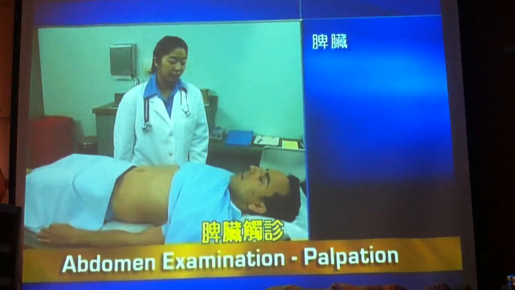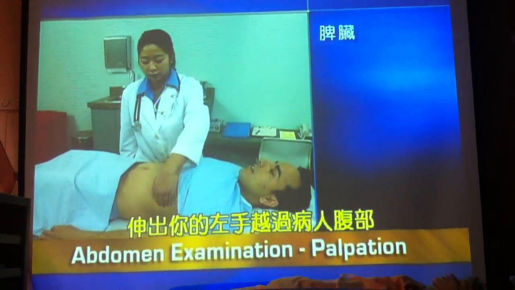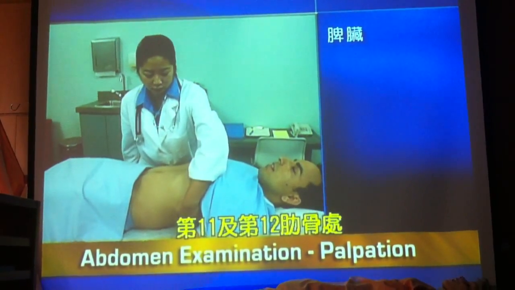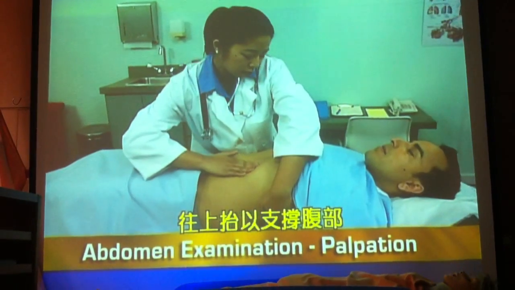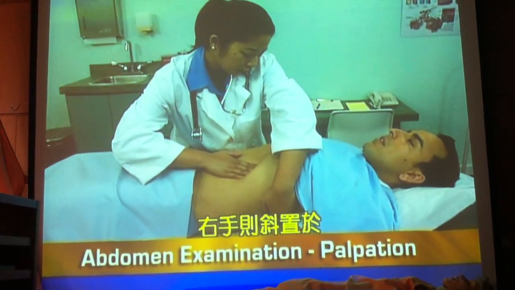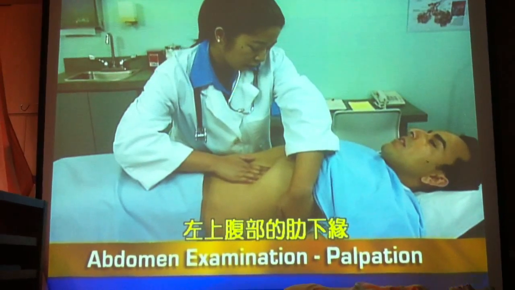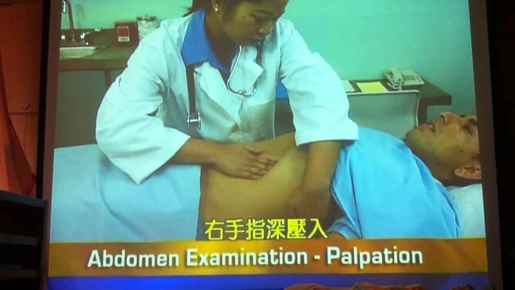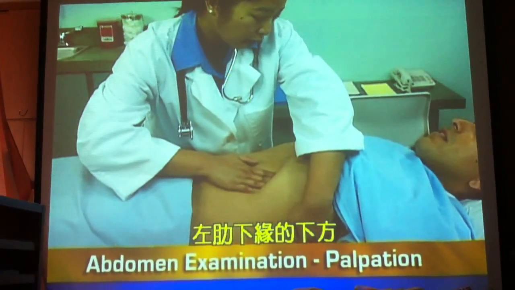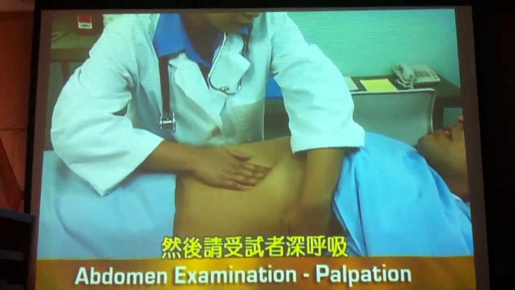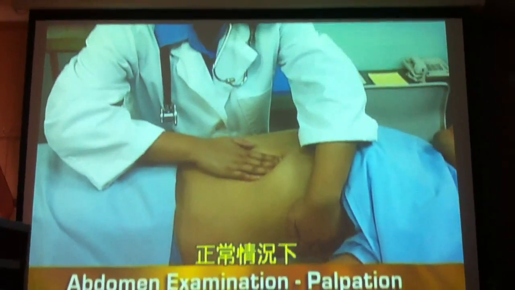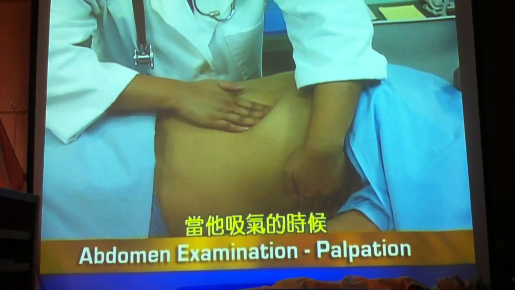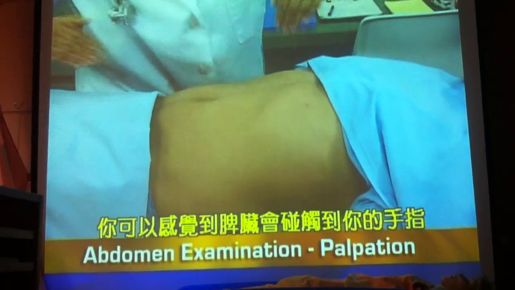To palpate for the spleen, reach your left hand over the abdomen and behind the left side, the 11th and 12th ribs. Lift up for support. With your fingers pointed toward the axis, place your right hand obliquely on the left upper quadrant, just below the rib margin. Push your hand deeply down and under the left costal margin. Then ask the person to take a deep breath. Normally, the spleen is not palpable. When enlarged, the spleen bumps your fingertips during inhalation.